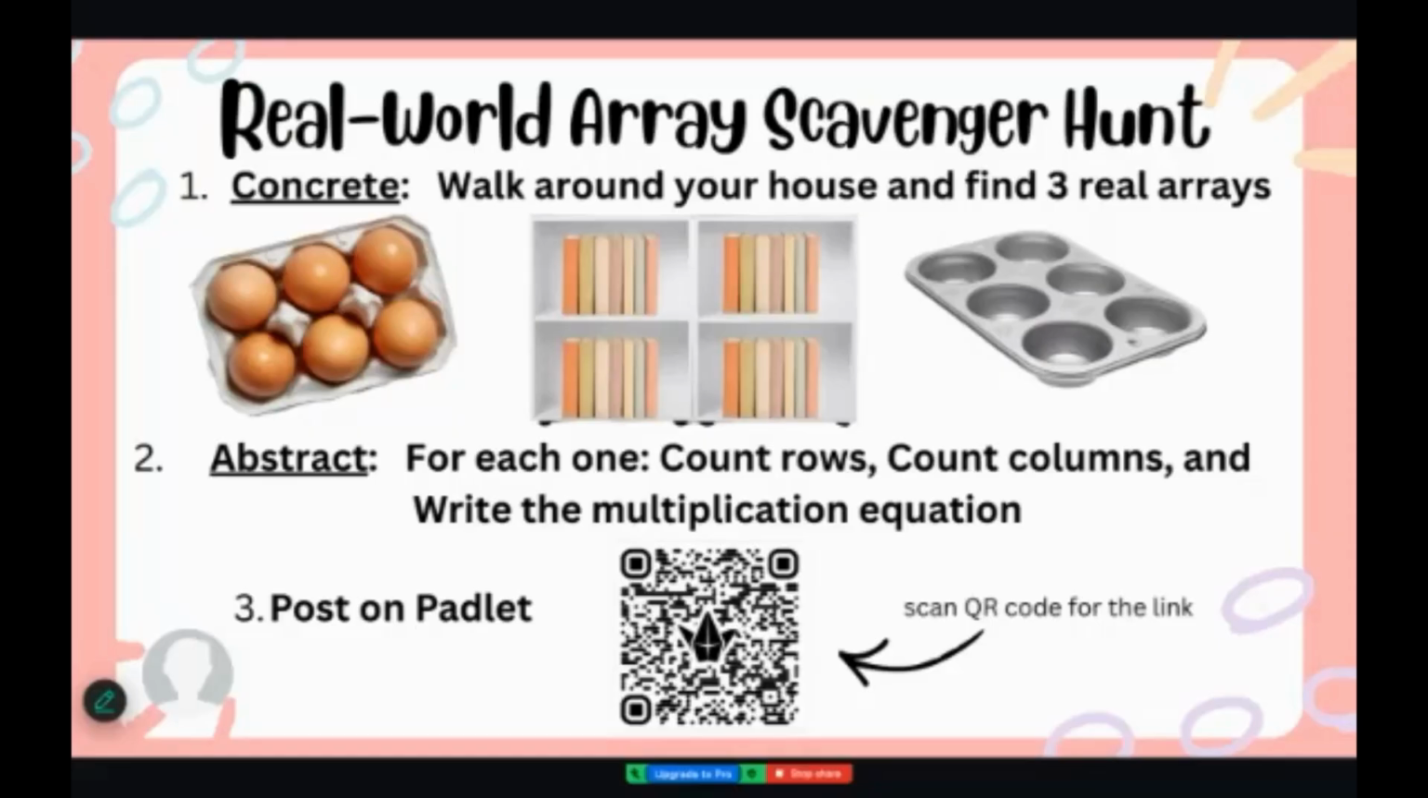Now for step 2, it falls under the abstract section, where for each picture that you take, you will write down and count your rows and columns, and write the multiplication equation that represents it. Now for step 3, you'll present your findings on the Padlet below. There is a QR code, and you can scan it with your phone to post your arrays.